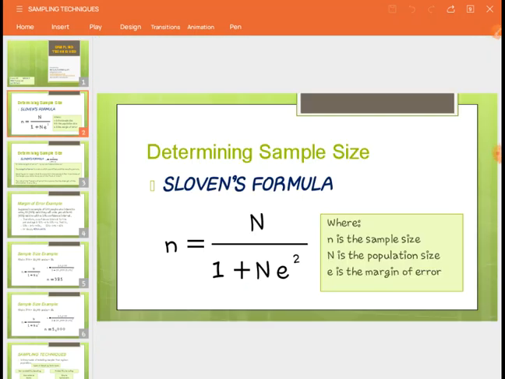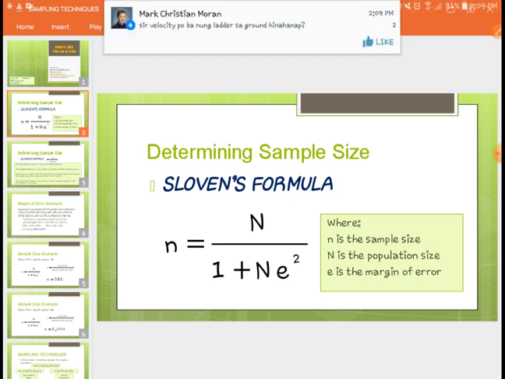When determining sample size, ginagamit natin yung Slovin's formula. Yung Slovin's formula, yan yung n is equals to big letter N over 1 plus N times e raised to 2. Where small n is the sample size, big letter N is the population size, and e is the margin of error. Kasi sometimes, kapag kumuha tayo ng sample size, meron talagang error. Hindi natin siya 100% na alam natin na that is the true value of the sample.